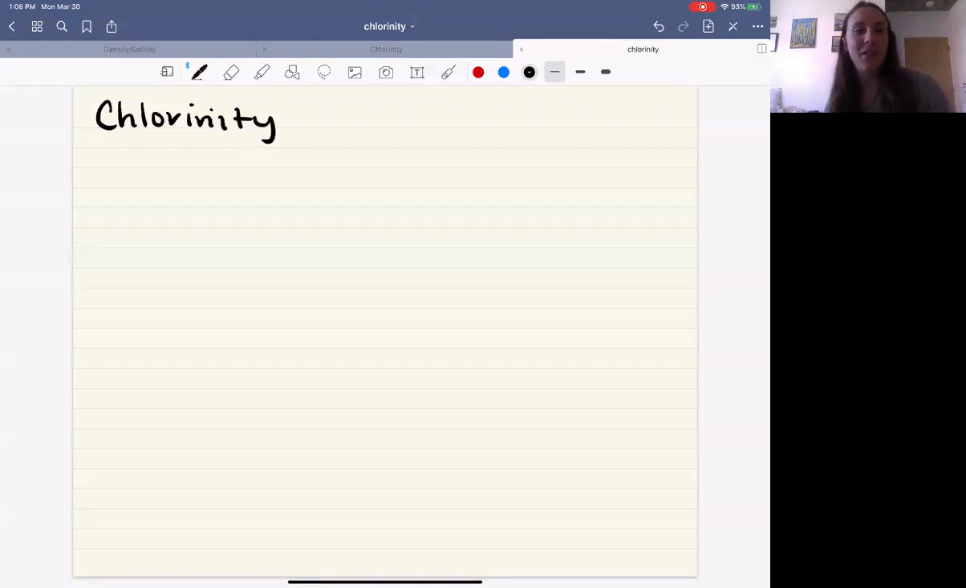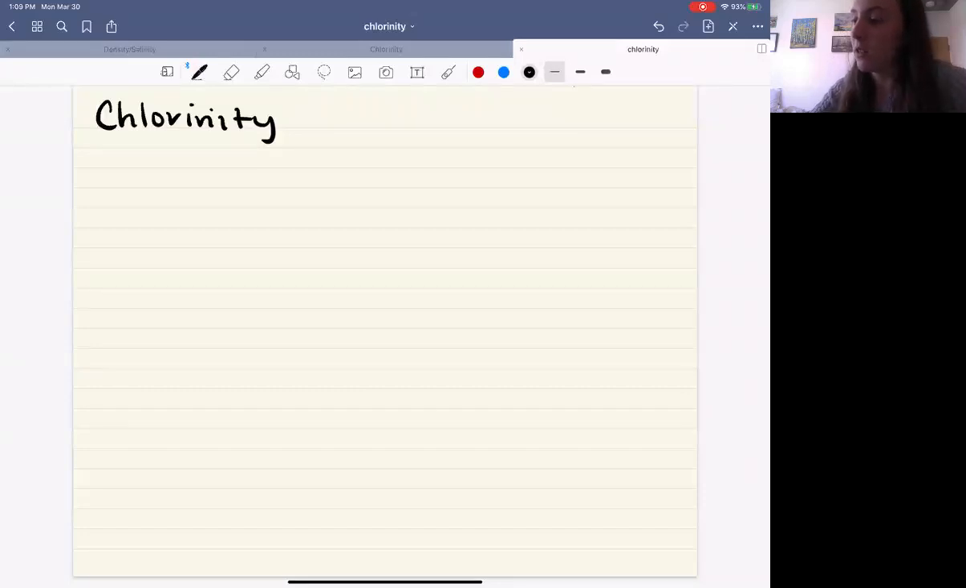Hi, welcome to the pre-lab lecture for the Chlorinity experiment for Chem 100A. So in the last experiment, you measured the density and salinity of seawater, where salinity represents the concentration of all the ions in your seawater. But going forward in this class, we're going to start zooming in on other components, more specific components of seawater. So today we're doing chlorinity.